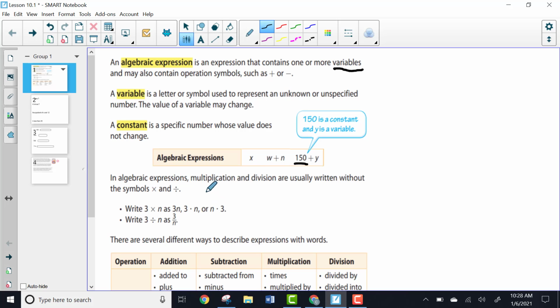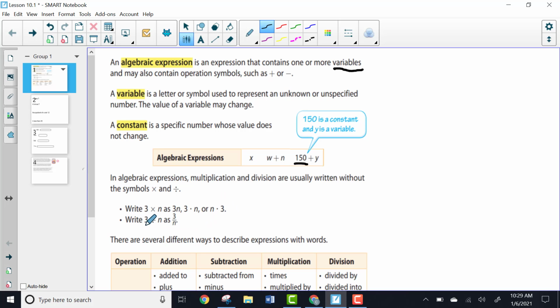Something else I want you to see, and we also saw this in Module 9, is that multiplication and division are usually written without the multiplication sign and the division sign. So 3 times n can also be written as 3n. Whenever there's a constant next to a variable without any symbol at all, it is always understood to be multiplication. That is really important to understand. So 3n means 3 times n. 56x means 56 times x. You can also see the dot here. We talked about that in Module 9 as well.